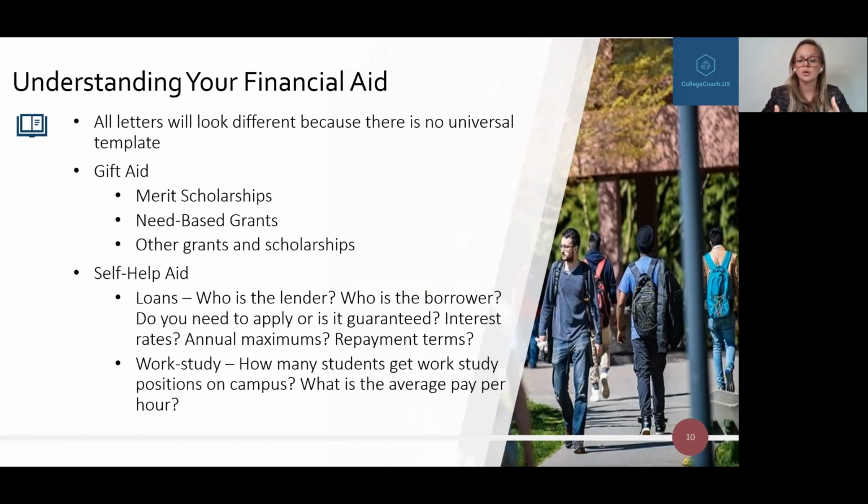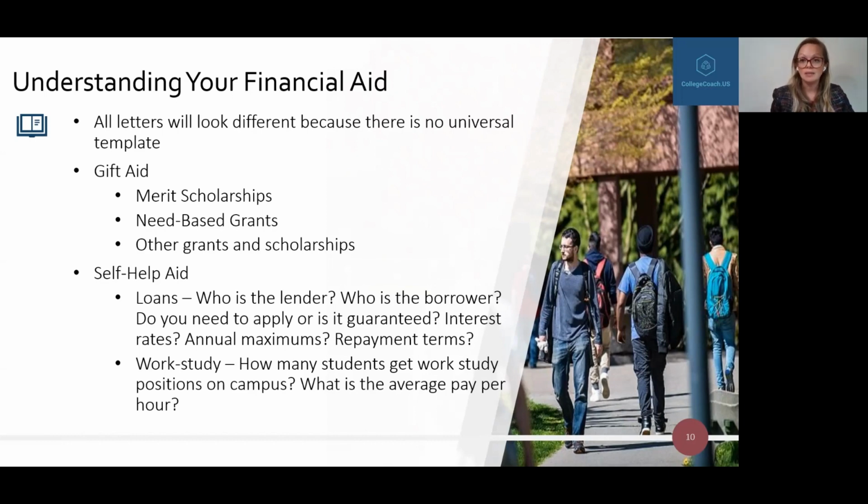For example, for loans, when you're looking at the letter, you need to figure out who the lender is. Is this a federal loan? Is this a state loan? Or is this a school loan? Who is the borrower? Is this a student or is this a parent? A lot of times you can't tell by the award letter. They just put a generic loan name, and you need to figure out what this loan is and who it is given to.